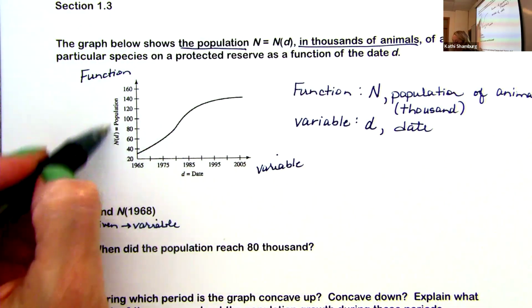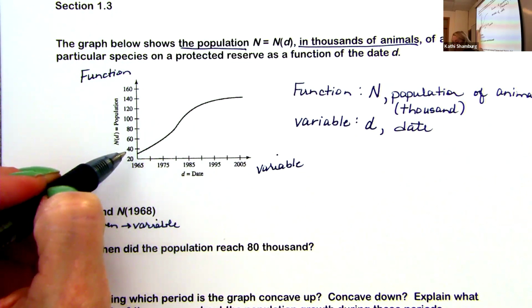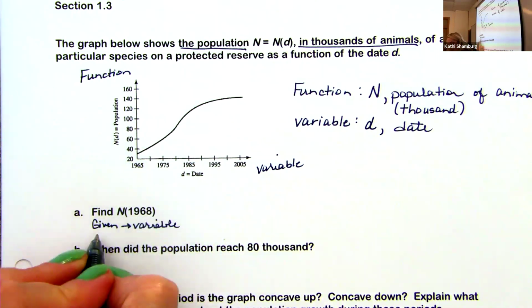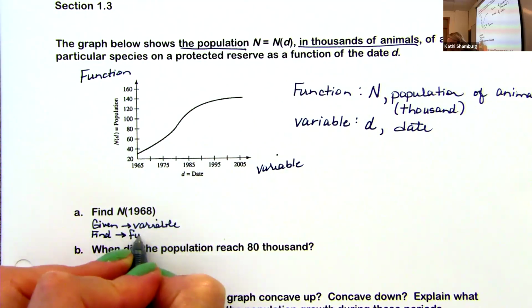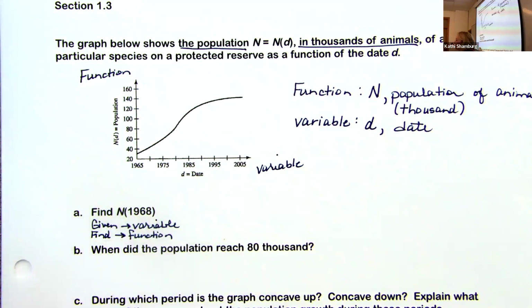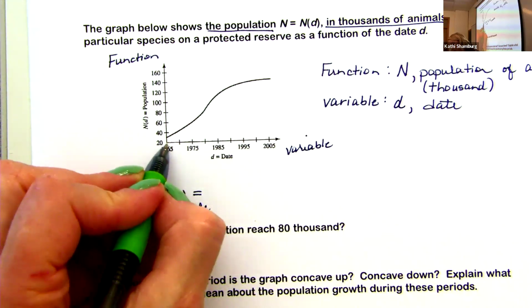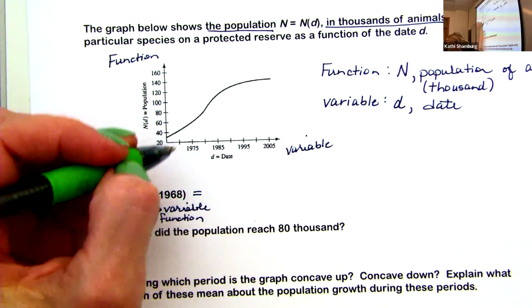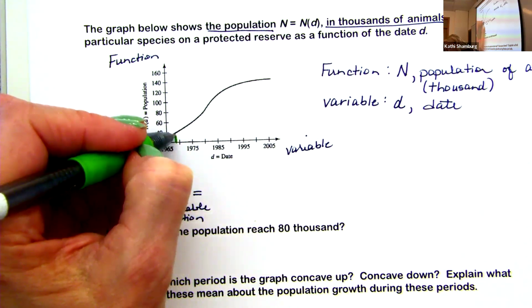Be careful. The function is a number that represents the population of the animals in thousands. 1968 is a date, so they gave us the variable. That tells me we need to find the function at that date. All right, so I'm going to look up here and find 1968, which is not a number listed, but I have 1965 and 1975, so this has to be 1970. So we're looking at 1968, so it would be more here.